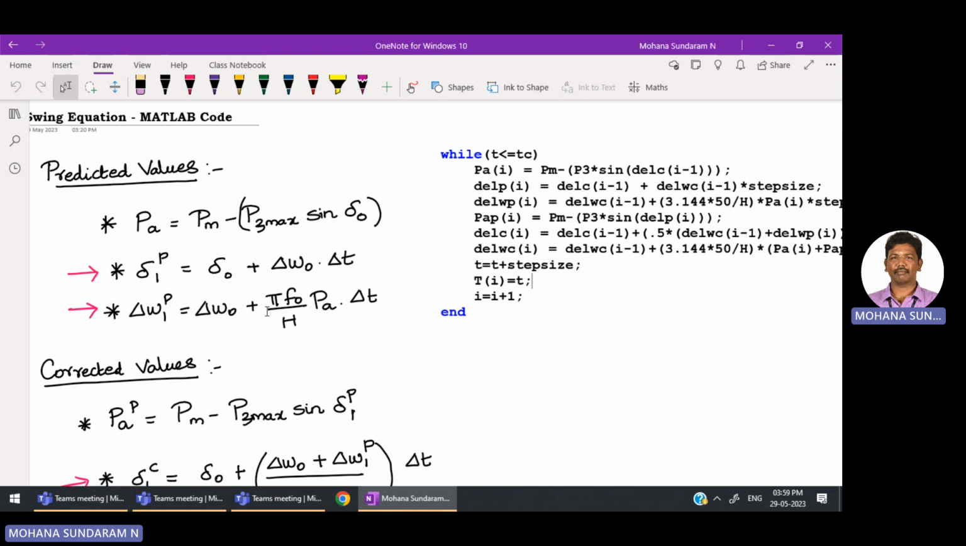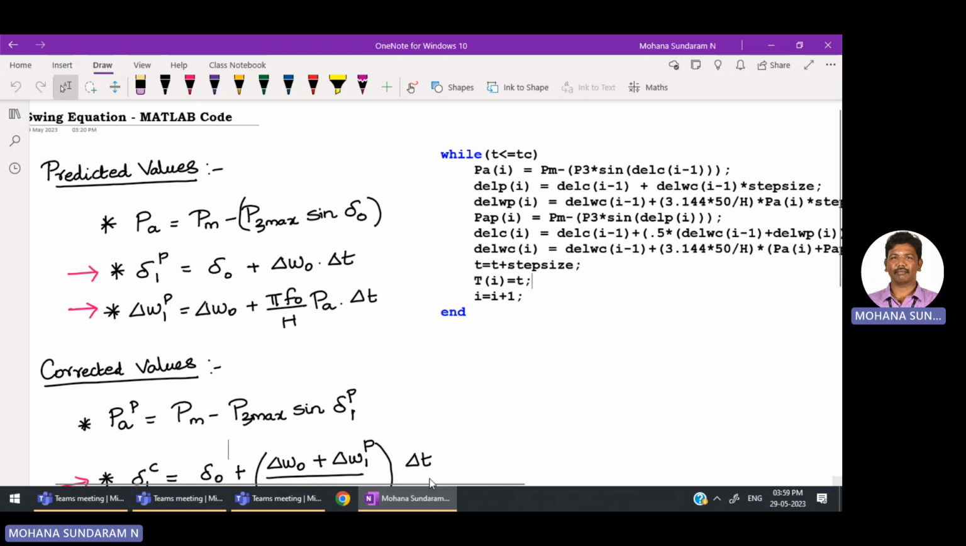You can analyze these set of equations within 0.3 seconds, that is during the fault what happens. You can also analyze what happens when it is exceeding the 0.3 seconds. So this is a very simple method. Only thing is, if you understand the procedure for solving the problem, this code will be easier. If you have no idea about it, then this code seems to be somewhat tougher.